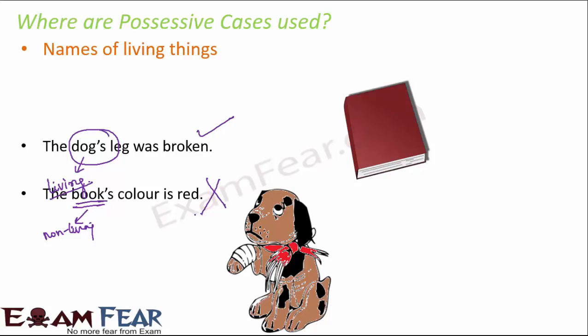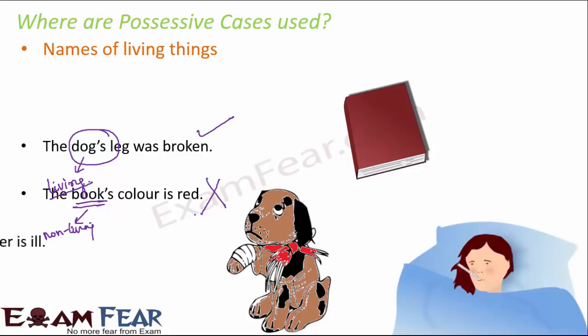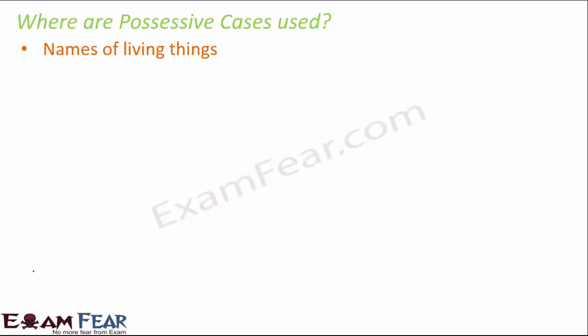Let's take another example. Like Rama's mother is ill. So do you think this is right? Absolutely, because here Rama again is a living thing. So Rama's can be used. It can be used as a possessive case. So Rama's mother is again perfect. Let's look at the next set.